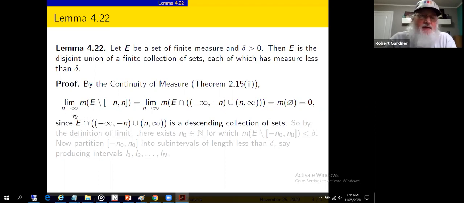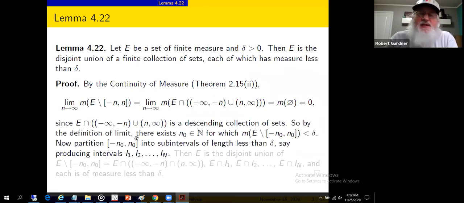So if we take the limit of the measure of E minus this interval, equivalently the limit of the measure of this, continuity of measure applies. The limit of the measure is the measure of the limit, but the limit of this sequence of sets is the empty set. So this must equal the measure of the empty set, which is 0. So we've got something that when n is large must be little because it has a limit of 0.